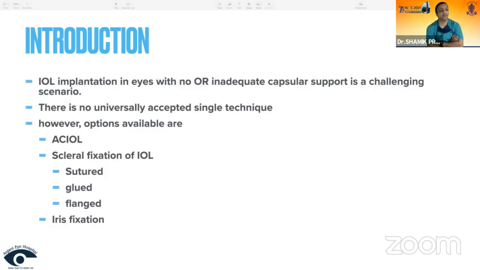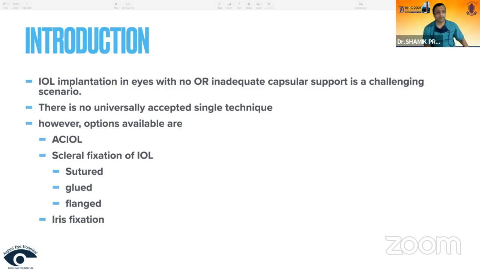We'll be talking about intrascleral or scleral fixated IOLs. So my topic, I'll start off immediately. IOL implantation in eyes with no or inadequate capsular support is a challenging scenario, and there is no universally accepted single technique that can be said to be the one. However, the options available are anterior chamber intraocular lens implantation, scleral fixation of intraocular lens, which could be in the form of either sutured IOL, the glued IOL, or the flanged IOL, and iris fixation.